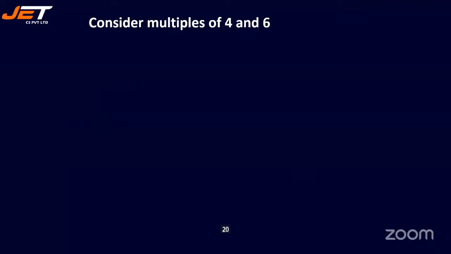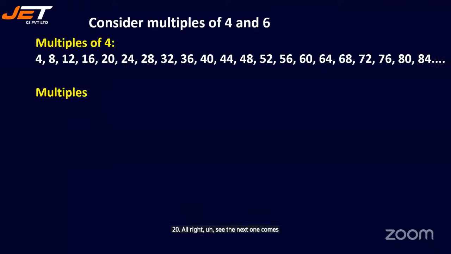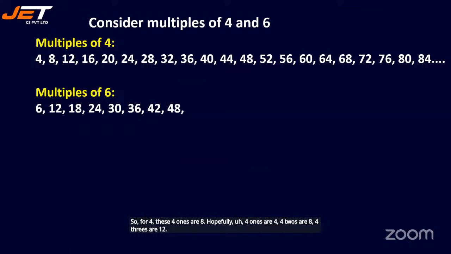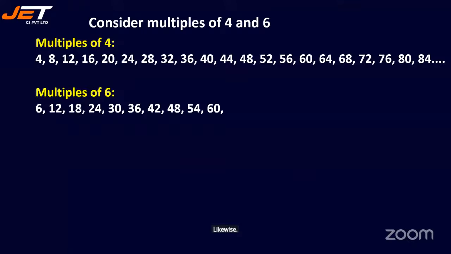All right. Now see the next one. Consider the multiples of 4 and 6. For 4, 4 ones are 4, 4 twos are 8, 4 threes are 12. Likewise, 4 fours are 16, 4 fives are 20, 24, 28, and so on. Next, the multiples of 6 are 6, 12, 18, 24, 30, and so on.